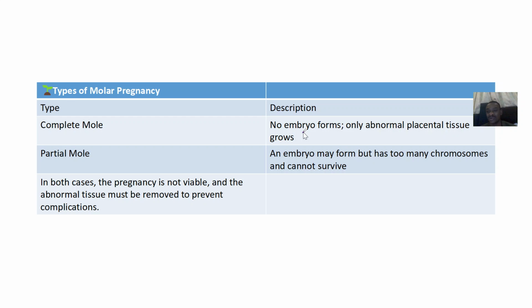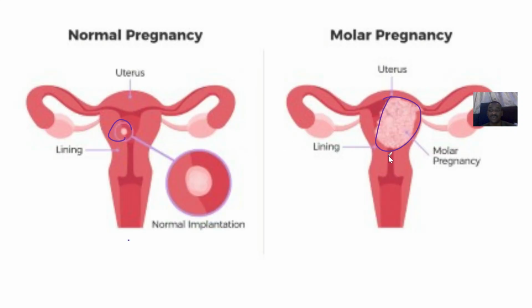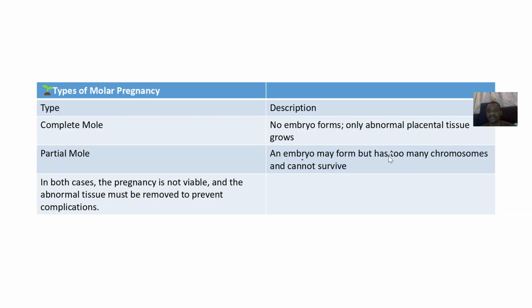This one, no embryo forms, only the abnormal cells. The partial one, this one, the embryo is forming, do you understand? But it has too many chromosomes and cannot even survive. So it will basically lead towards abortion. Yes, that's what a molar pregnancy usually ends in.